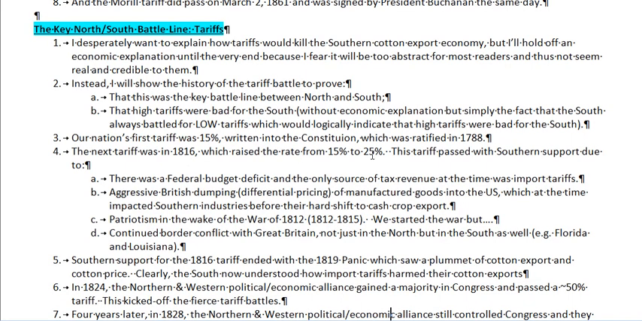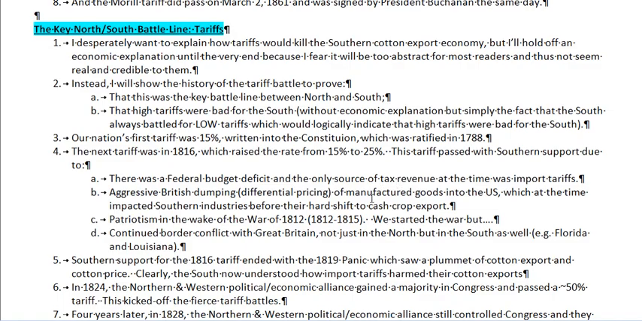This tariff passed with Southern support because there was a federal budget deficit, and the only source of tax revenues at that time, and for a long time, was import tariffs. The British were aggressively dumping manufactured goods, probably with differential pricing, into the United States at the time, which impacted Southern industries before their hard shift to cash crop export.